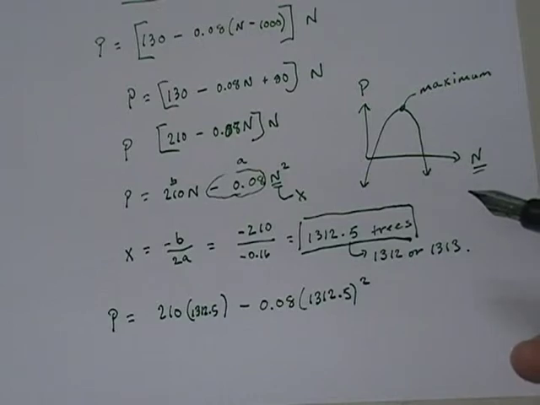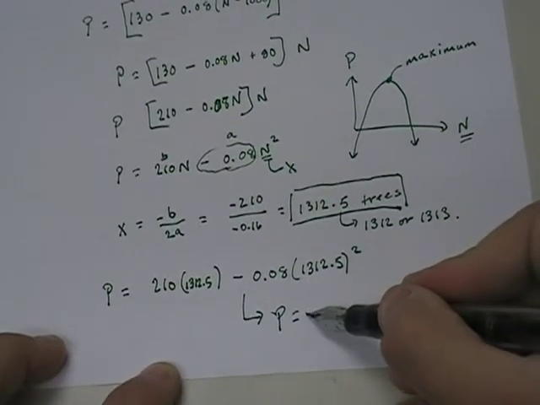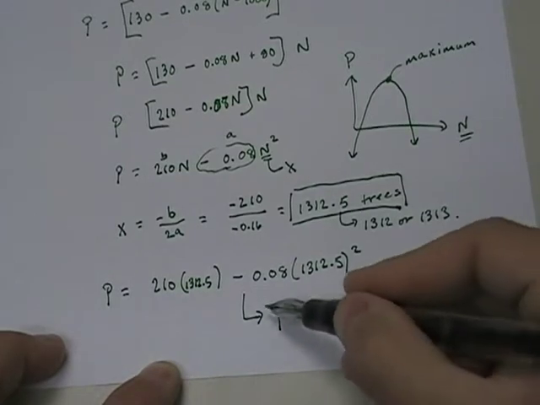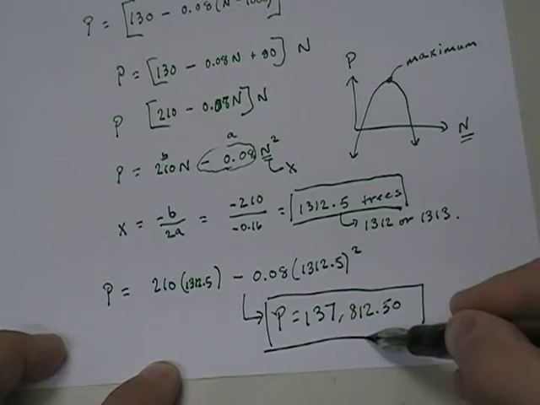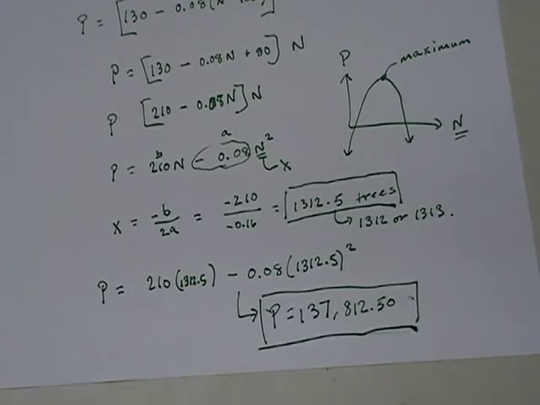And if I do that math, I say 210 times 1312.5, I get a pretty large number. And then subtract 0.08 times 1312.5 squared. And I get P equals $137,812.50. Okay, so this is how many trees you have to plant to maximize your profit, and this is how much profit you would make. This is a really good example of a realistic problem you would see in business, where we come up with a quadratic model to try and find a maximum or a minimum.